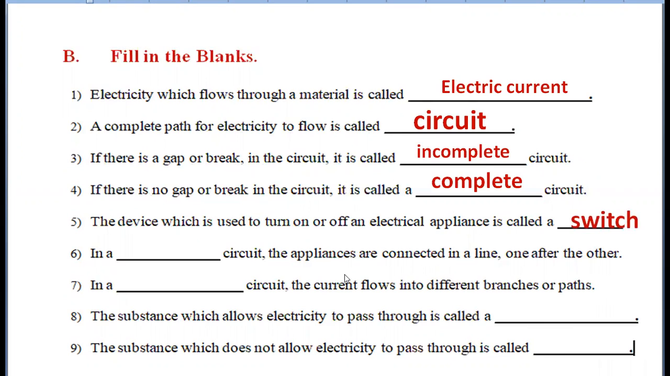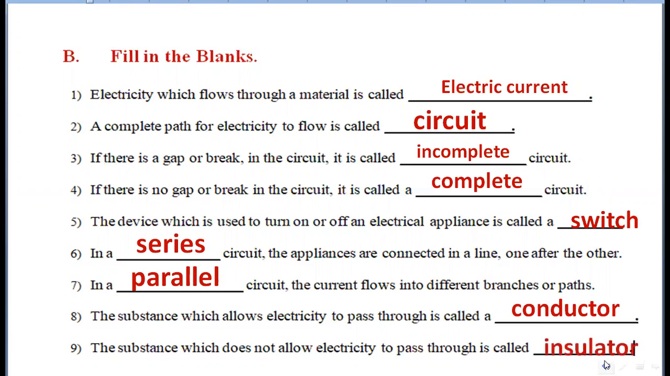In a circuit where the appliances are connected in a line one after another, it is called a series circuit. In a circuit where the current flows into different branches or paths, it is called a parallel circuit. The substance which allows electricity to pass through is called a conductor. And the substance which does not allow electricity to pass through is called an insulator. I hope you understand this exercise.